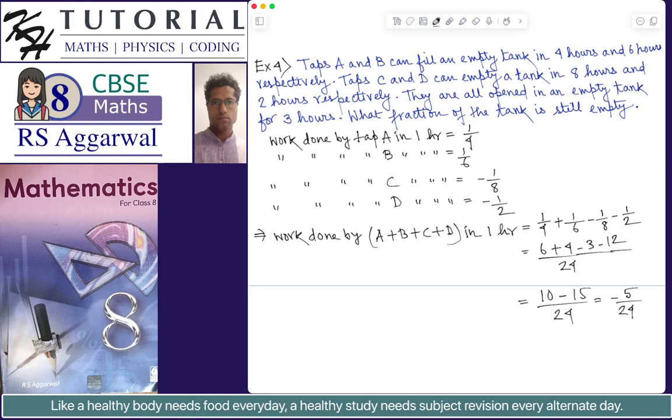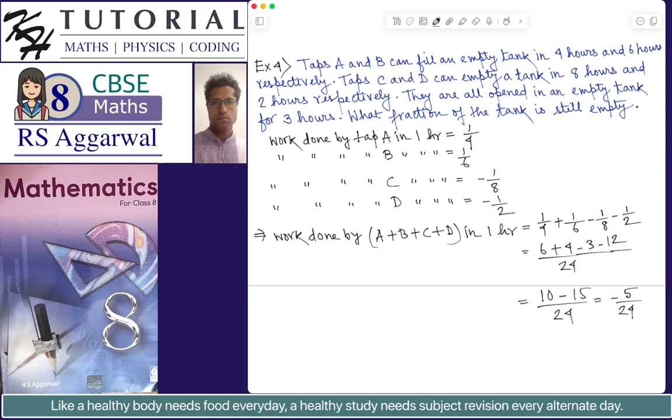Water is being emptied. Now the tank was initially empty. Now per hour the work done is negative. This means that no water is being filled up per hour. This means that the tank will never get filled up by any water. Now it is asking what fraction of the tank is empty if all these 4 taps are working for 3 hours.